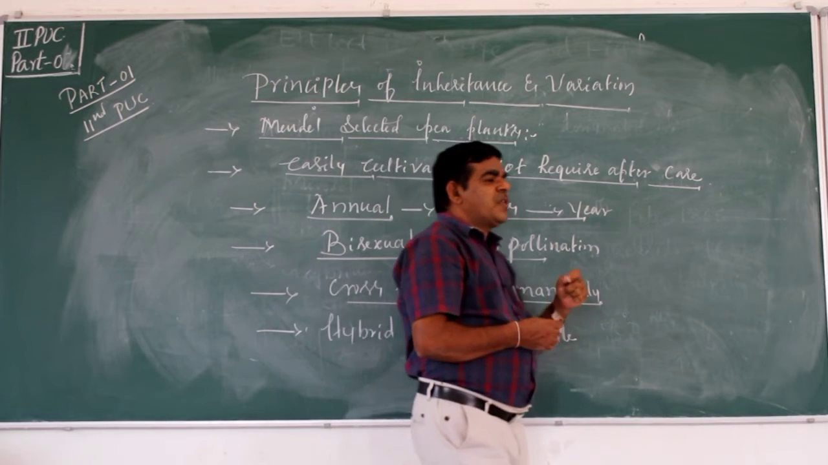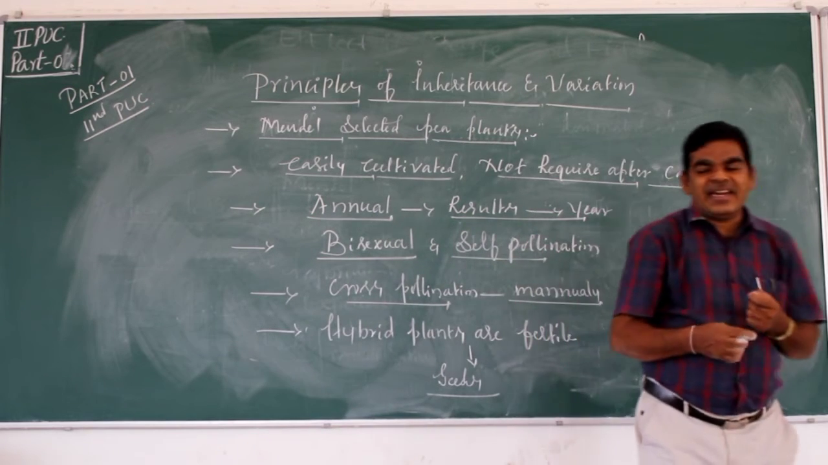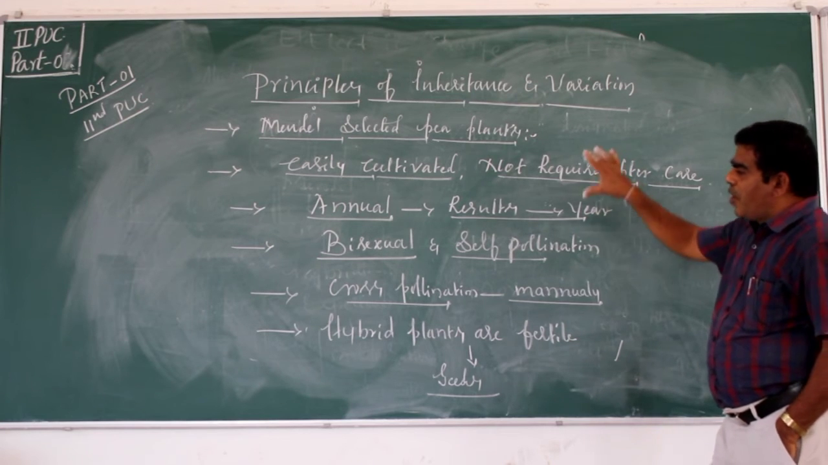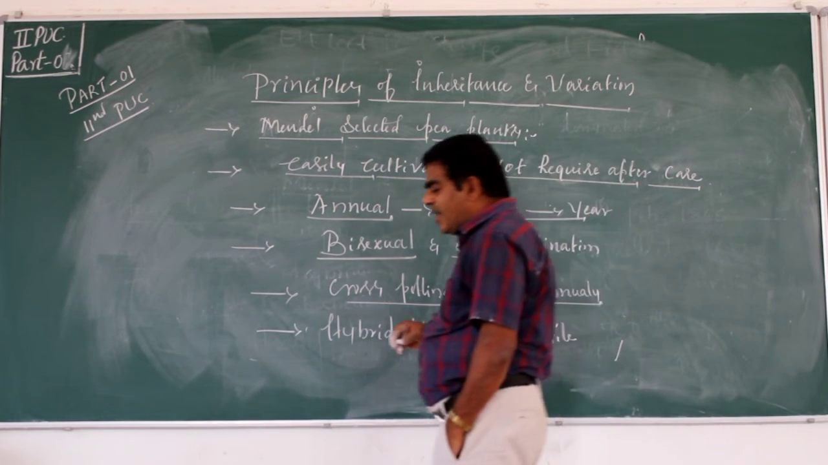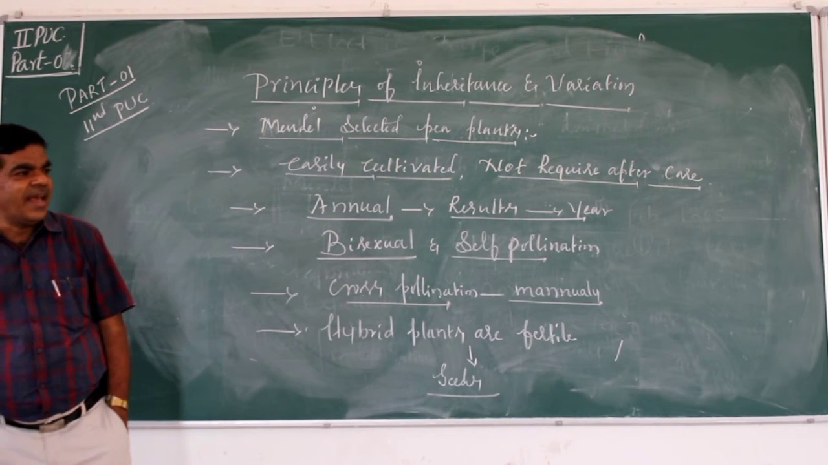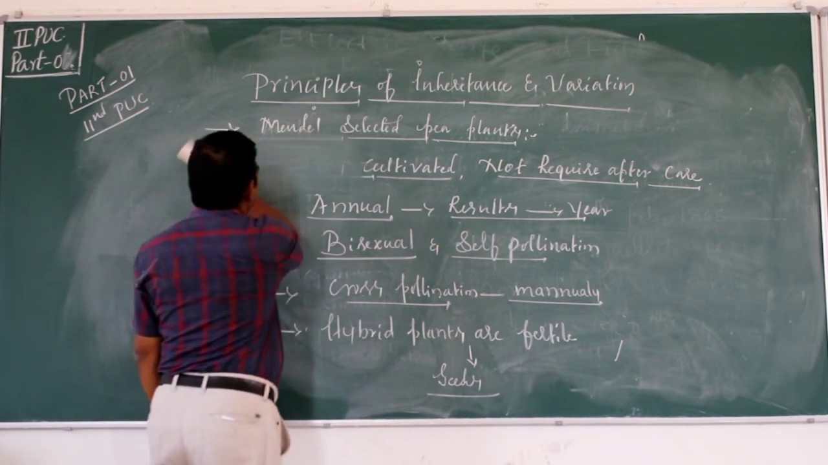Various observable contrasting characters are available in the pea plants. For all these reasons, Mendel selected the pea plants for his experiments.